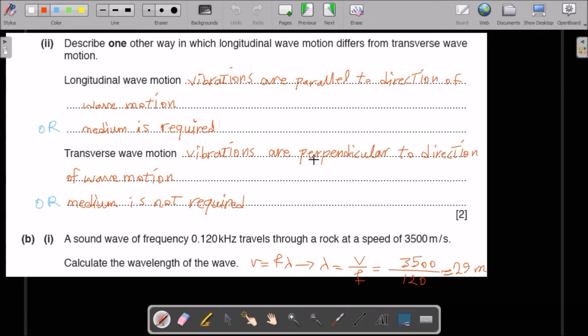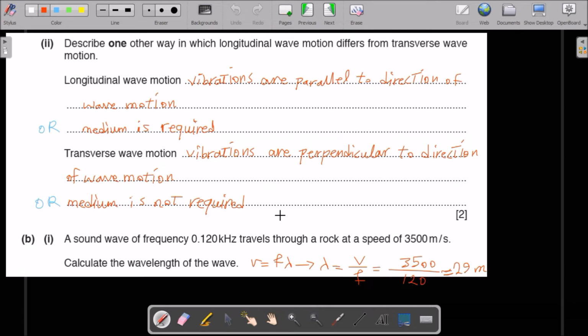Another difference is that for longitudinal waves, a medium is required. For transverse wave motion, a medium is not required. This is the second difference. If you want to write it, it is optional. You can write the first difference or the second difference.